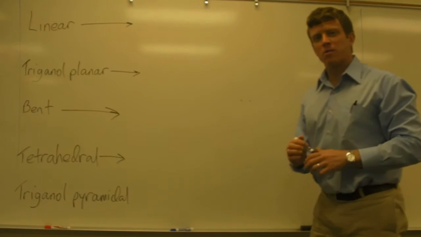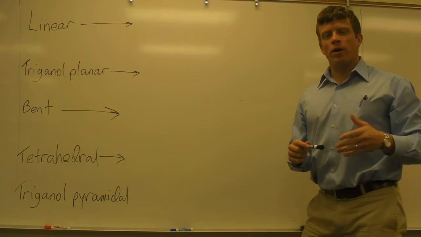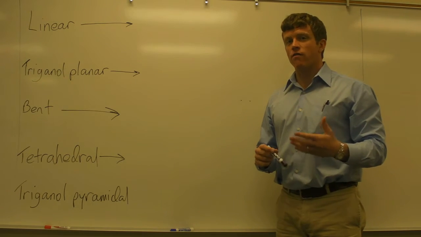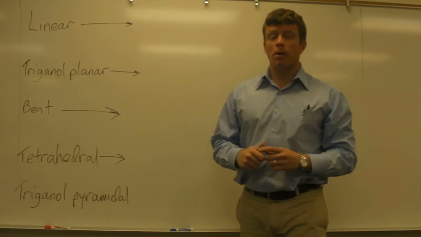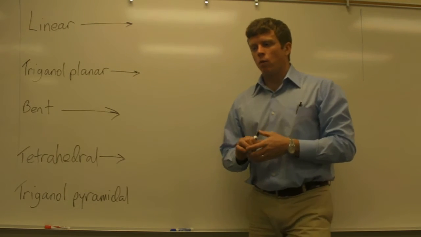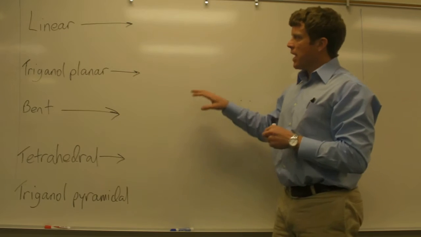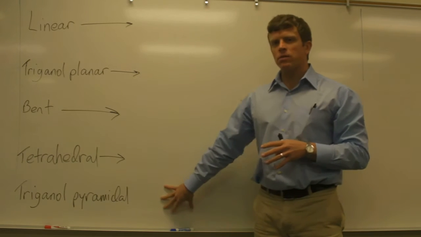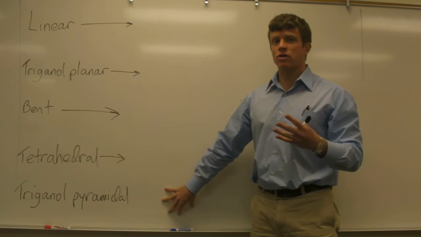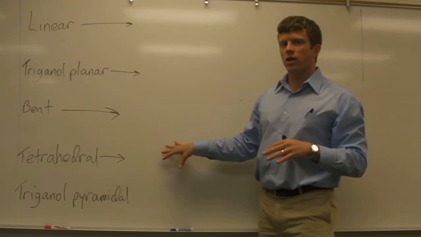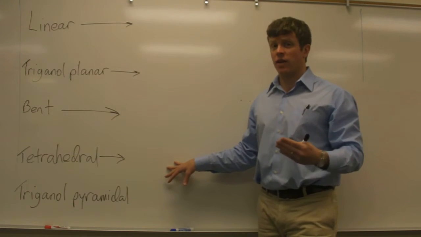Hello, welcome back. In this video we're going to be continuing the discussion of VSEPR theory, which stands for valence shell electron pair repulsion theory. What I'm going to do in this video is explain the various shapes that the repulsion between pairs of electrons can produce. Then in the next part of the video I'm going to show you how you can figure that out.